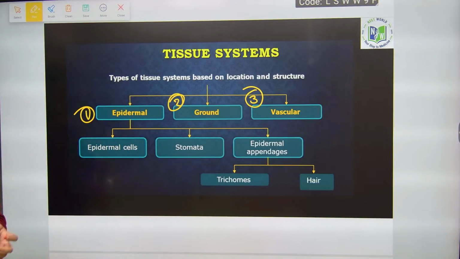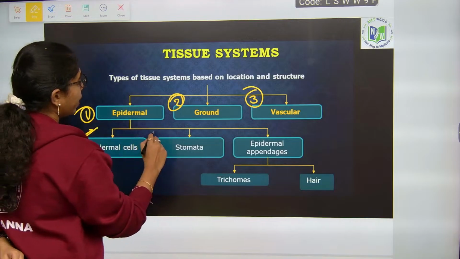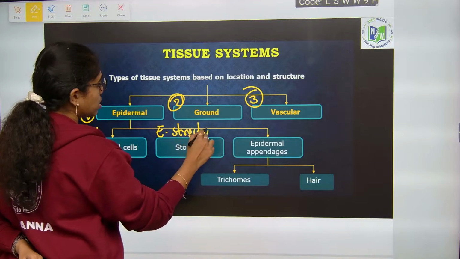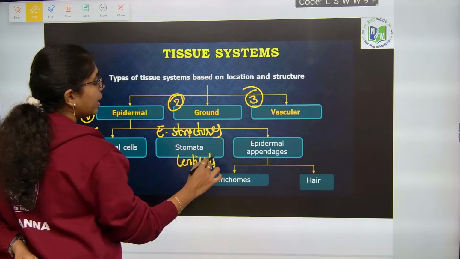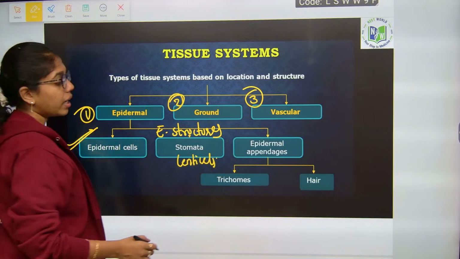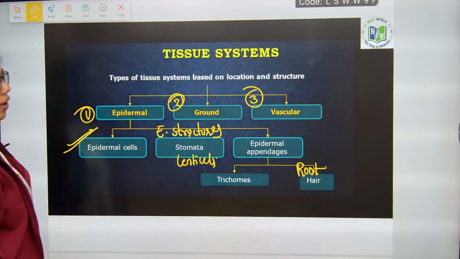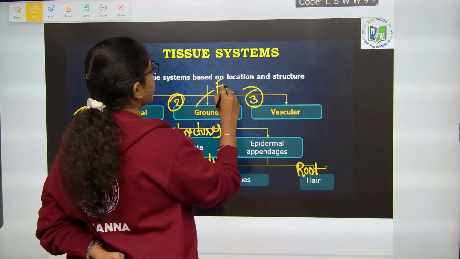Epidermal tissue system includes 3 main structures: epidermal cells, epidermal structures like stomata and lenticels, and epidermal appendages like trichomes and root hairs. Fine. Ground tissue system is also called as fundamental tissue system.